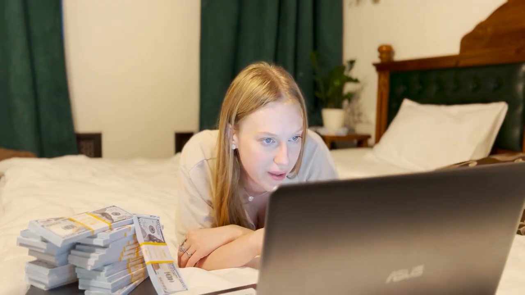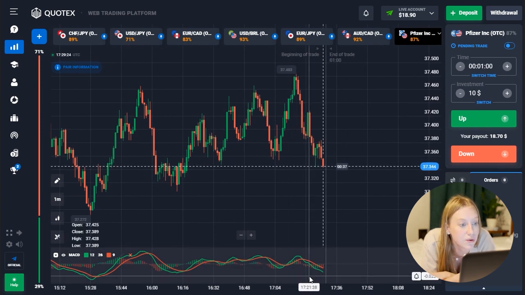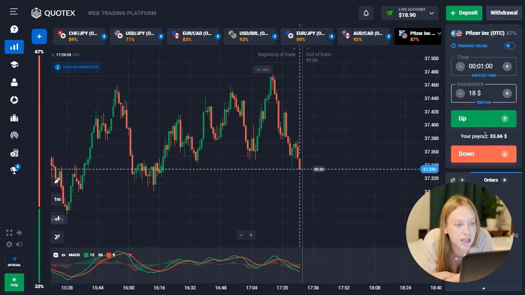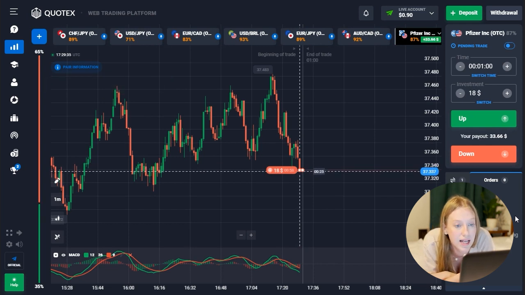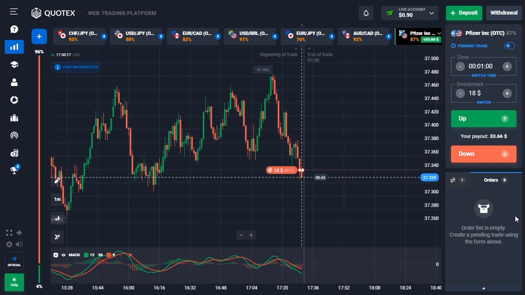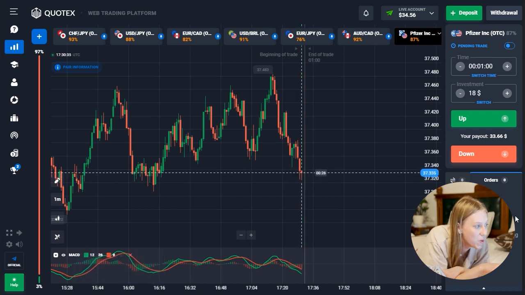Let's find another good situation. On this currency pair, we can see how the red moving average crosses the green one from top to bottom. We can also see a red histogram, and my next trade will be here for $18, and the time frame is 1 minute. Let's wait for our result. Great! As you can see, the price really went down and we made a profit.